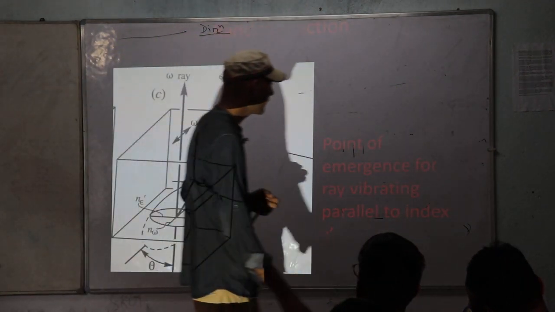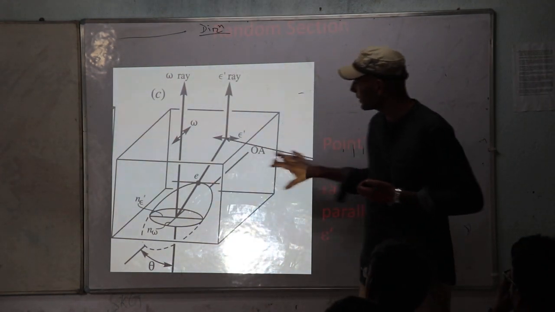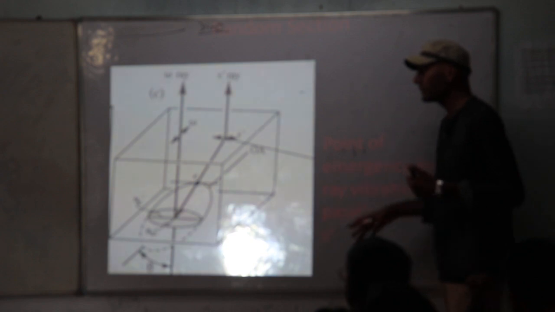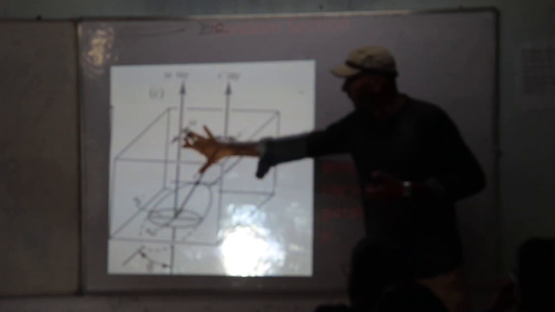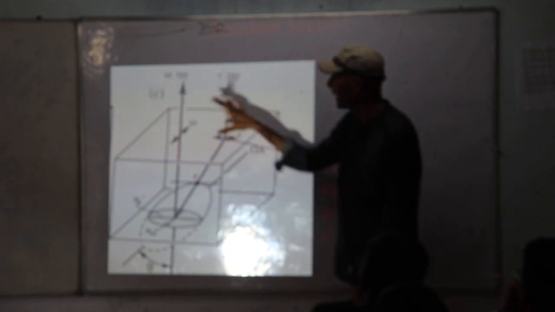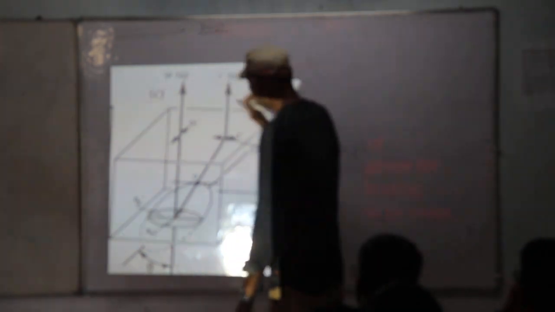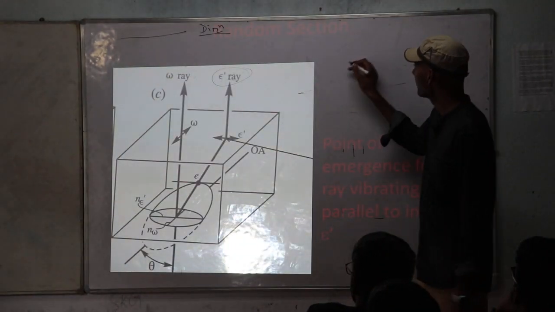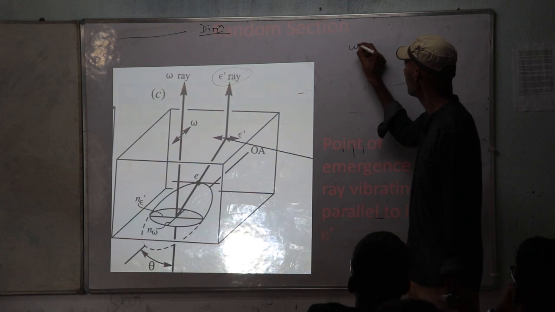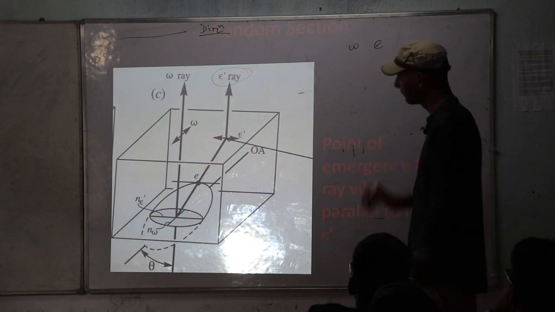This is random section. You can see the optic axis is inclined. So in random section you are going to obtain an elliptical section. Indicatrix is an ellipse and you are getting different refractive indices for O ray and E ray. Then what is E dash? Here it is mentioned E dash. I forgot to say that. I have taken O ray, omega and epsilon, right? Then what is epsilon dash?